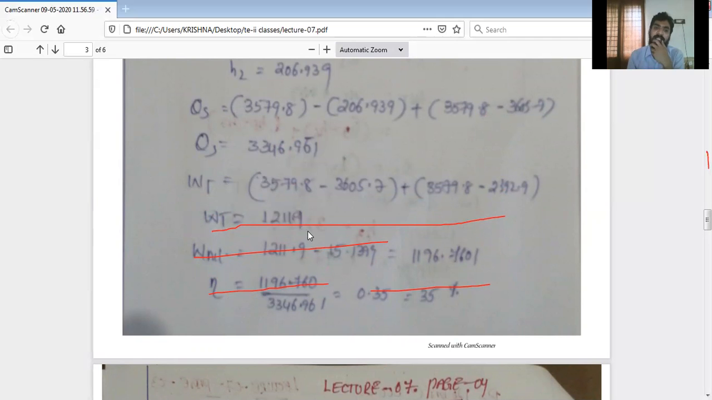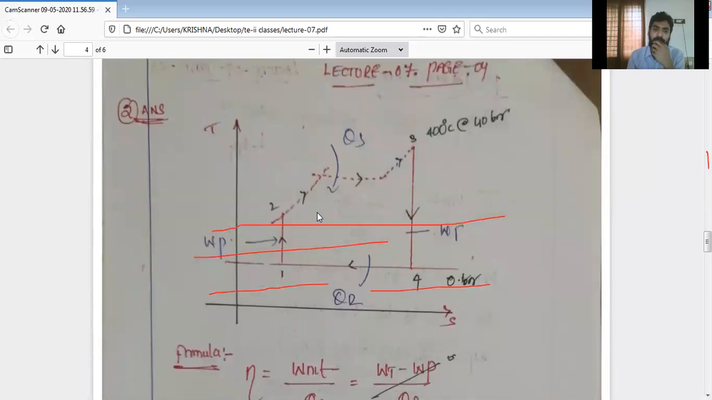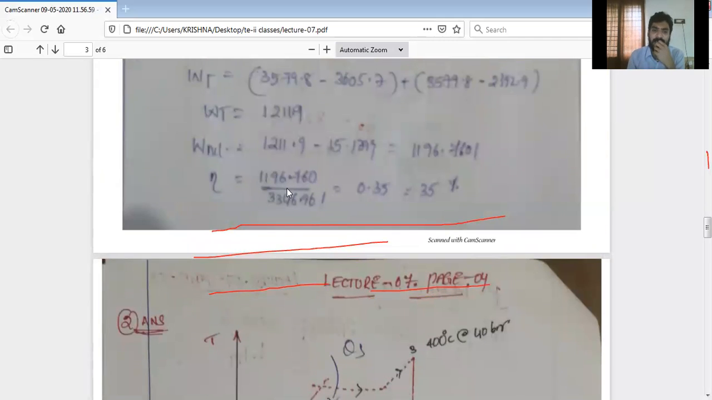Similarly, turbine work is 1211. Then efficiency is net work done divided by heat supplied. This net work done means turbine work minus pump work. I got 1196, and heat supplied is 3346. Finally, efficiency is 35%.